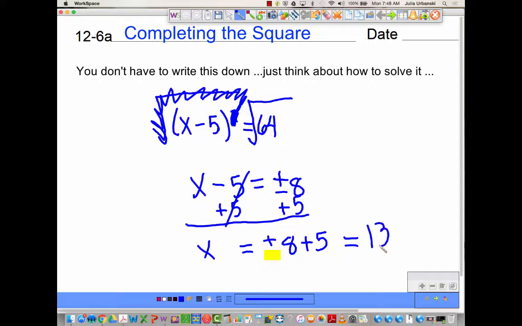Positive 13. Good. What if I take that and ignore the plus sign for a minute? What would this answer be now? Now it's negative 8 plus 5. Negative 3. And those are your 2 answers. There's always got to be 2 answers, okay? That's what we're going to try to get to. But for today, we're only going to be doing the first steps, which help us to be able to set it up the right way.